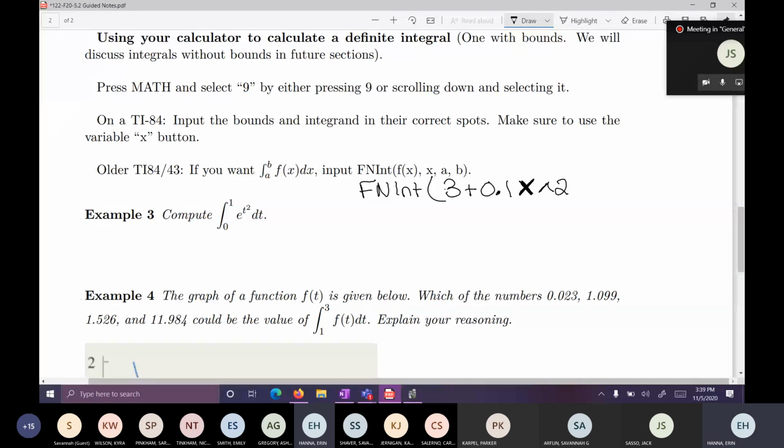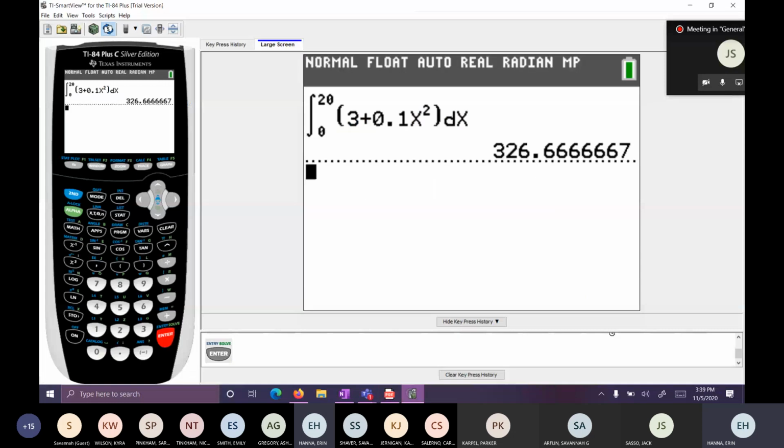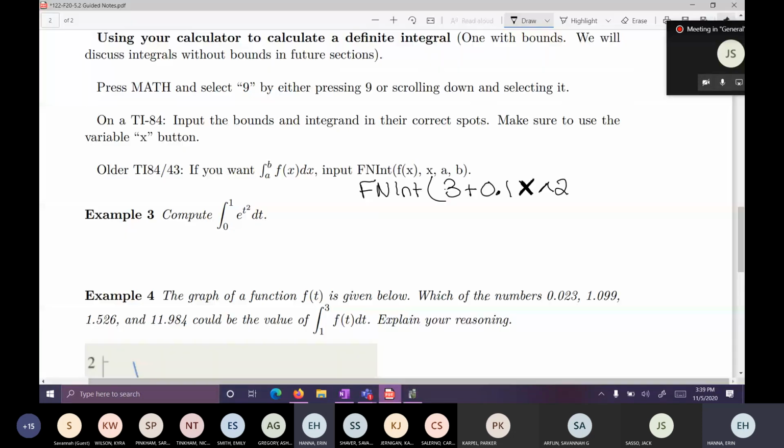Then you're going to do a comma, which is above the 7. Above the 7 is a comma. So you'll put in a comma, the variable button again, comma, and then you do your bounds. Since we were going from 0 to 20, you'd put 0, comma, 20, end parenthesis. Pray to the calculator gods that you put it in right. Hopefully you get 326.6 repeating.